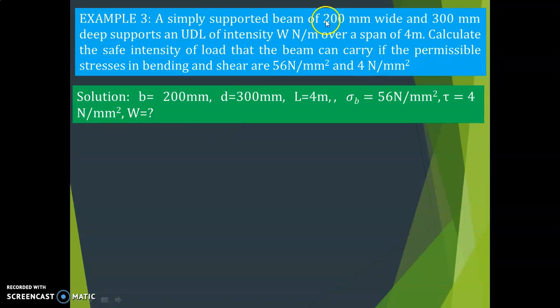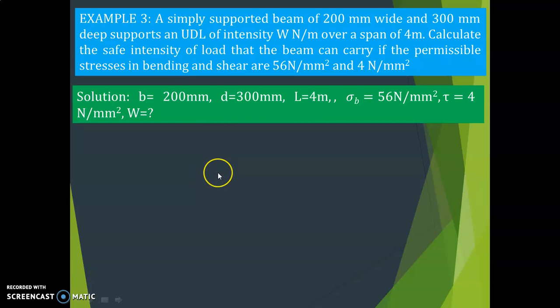So what is given here? Breadth is given 200 mm and depth is 300 mm. W you have to calculate and length is equal to 4 meter or 4 into 10 raised to 3 millimeter, and sigma B bending stress, that is 56 Newton per millimeter square, and tau, that is 4 Newton per millimeter square. So you have to calculate W.